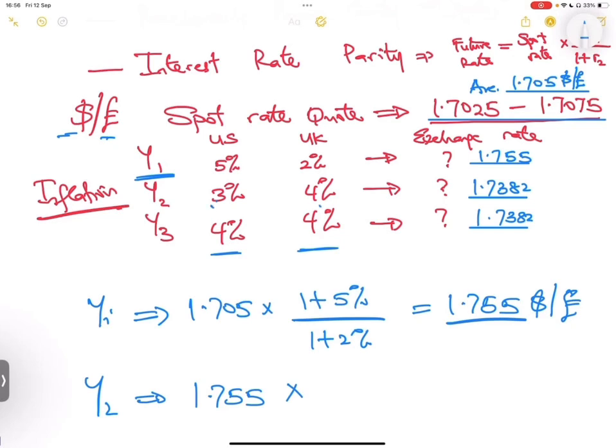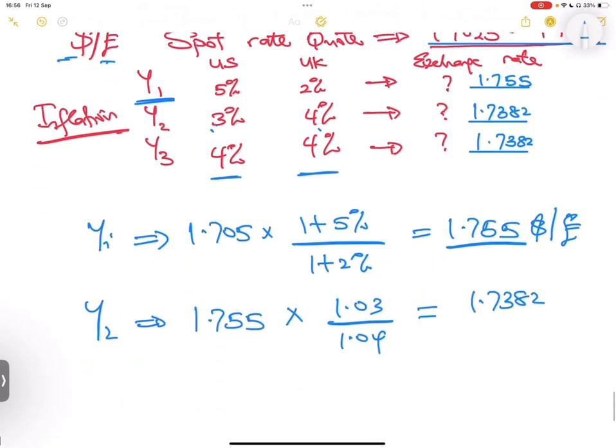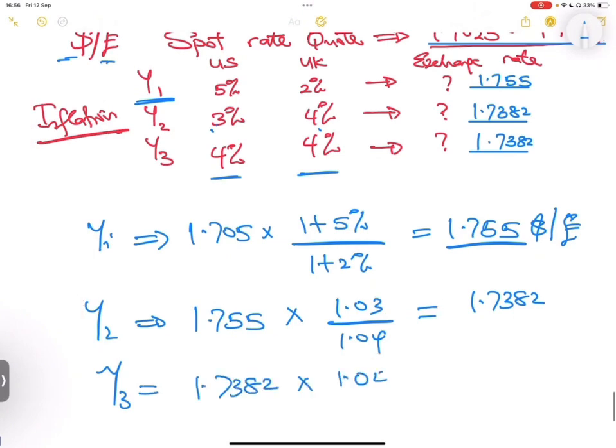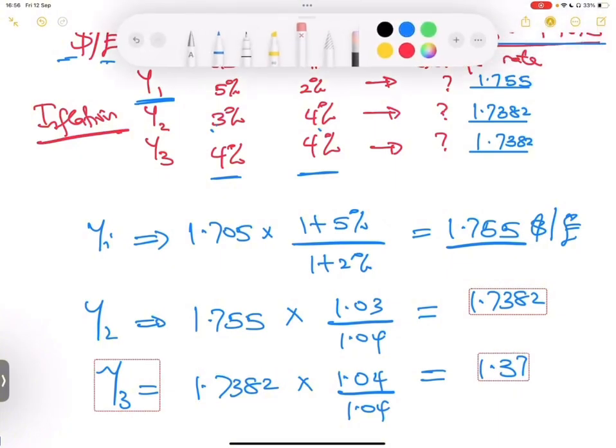The same inflation for the 2 years will apply: 1.03 divided by 1.04. And that's how we got 1.7382. If you go to year three, 1.7382 becomes a spot. But luckily, the inflation is the same across the countries, and in that case, we don't expect any exchange rate movement. It will be stable because there is no difference in inflation.